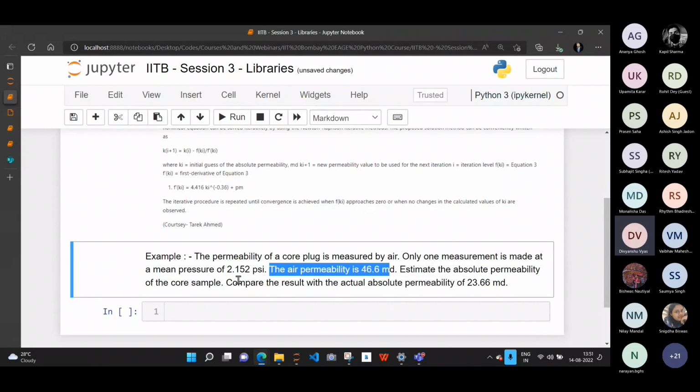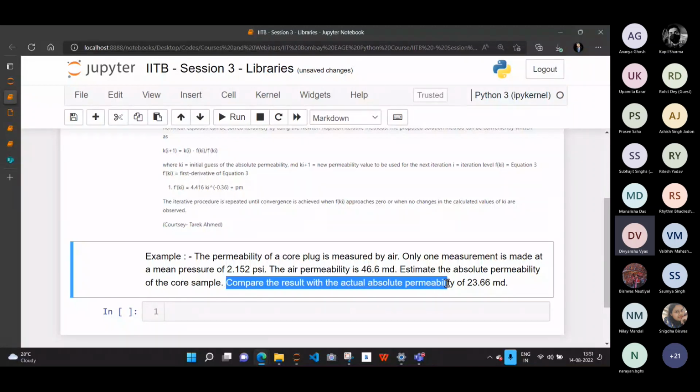Okay, remember, we are trying to figure out something from 10,000 feet deep or so, just by pure math using computations, which is a power in itself. So compare the result with the actual. They have also given you, later down the lane, when they actually calculated the liquid permeability using some fancy equipment, they got that to be 23.66 millidarcies. So this is our benchmarking solution.